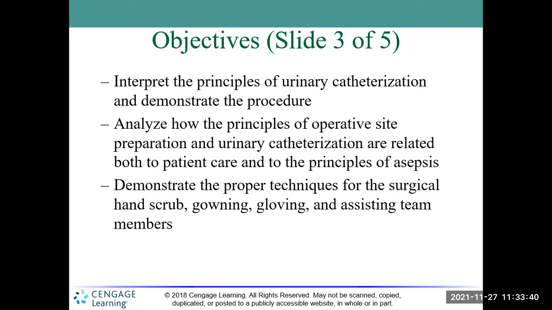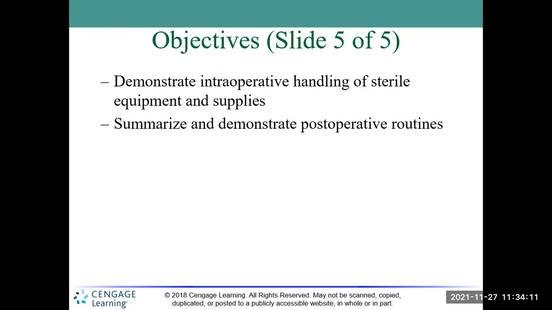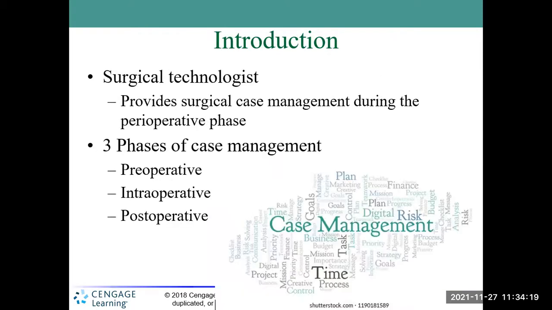Analyze how the principles of the operative site prep and urinary catheterization are related, both to patient care and to the principles of asepsis. Demonstrate the proper techniques for the surgical hand scrub, gowning, gloving, and assisting the team members. Then demonstrate the proper technique for preparing supplies and instruments on a sterile field, and demonstrate and explain in detail the procedure for counting instruments, sponges, needles, and other items on the field. Then demonstrate the initial steps for starting a procedure, as well as handling sterile equipment and supplies during the procedure, and summarize and demonstrate post-op routines.